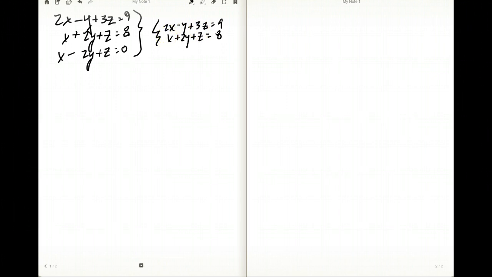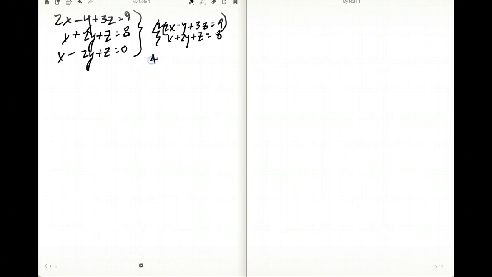Doesn't really matter. I am going to go ahead and get rid of the y's. Okay, so in order to get rid of the y's, I'm going to have to multiply this whole top problem by 2, so that this negative y here becomes negative 2y, so that when I combine it with the second 2y here, they get a 0.